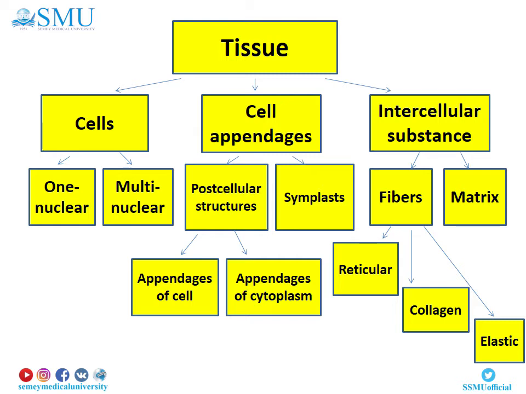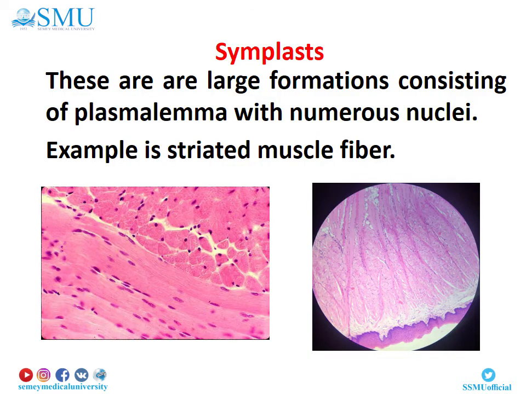Tissue is compound system consisting of cells, cell appendages, intercellular substance or extracellular matrix. Cellular elements are individual, one nuclear, multinuclear. Cell appendages are merged cells, symplasts, postcellular structures. Symplasts. These are large formations consisting of plasmalemma with numerous nuclei. Example is striated muscle fiber.